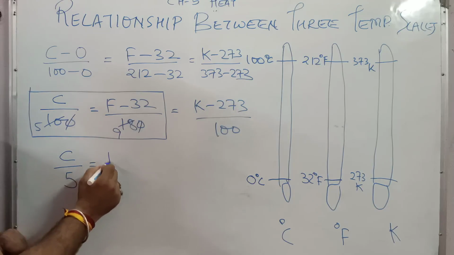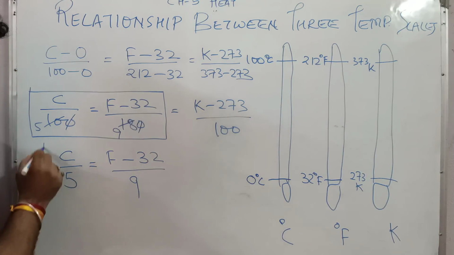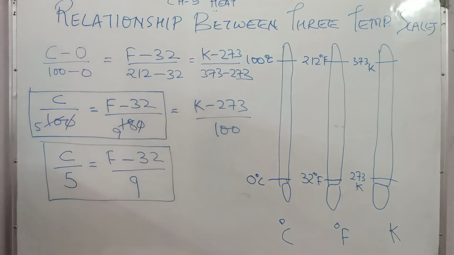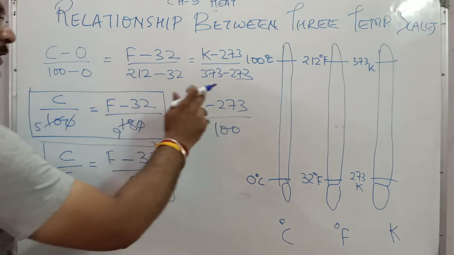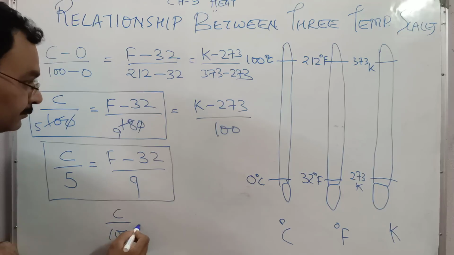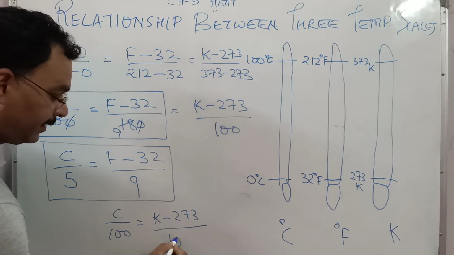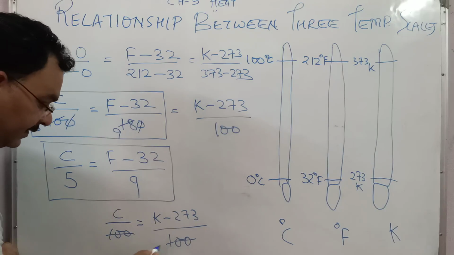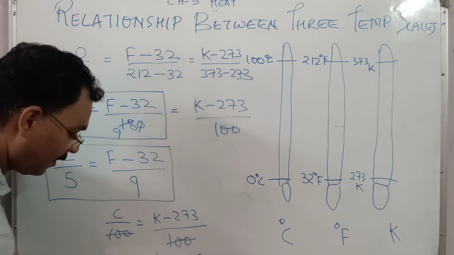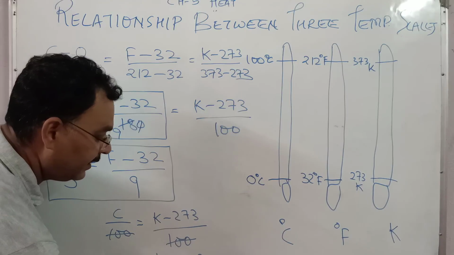C by 5 is equal to F minus 32 upon 9. Now this is the relationship between degree Celsius and Fahrenheit scale. And when we compare degree centigrade with the Kelvin scale, C by 100 is equal to K minus 273 divided by 100. So 100 will be cancelled out, or C is equal to K minus 273, or K is equal to C plus 273.